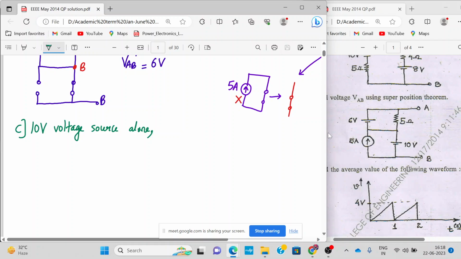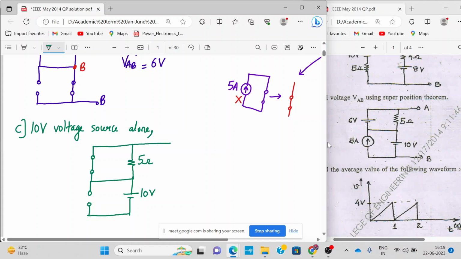With the 10 volts voltage source, that means the other sources should be short circuited. So the 6 volts voltage source will be short circuit. This 5 ampere current source will be open circuit. Then we have a short, then we have this 5 ohm, and then we have this 10 volt.